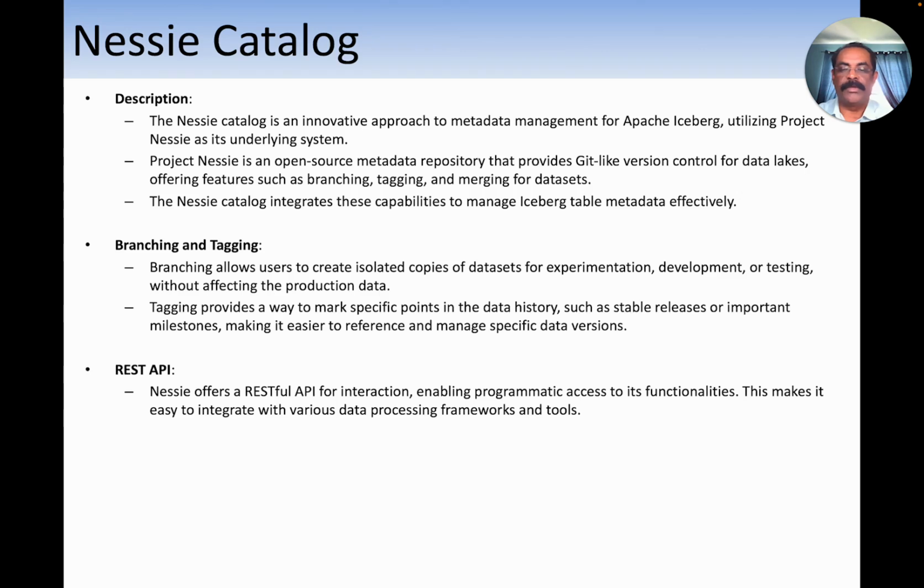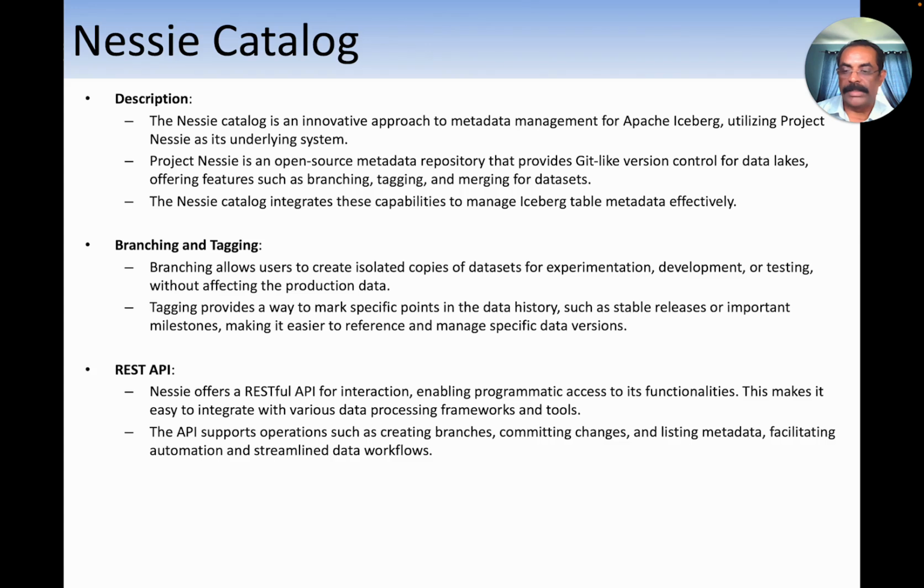which makes it easy to integrate with various data processing frameworks and tools. So I can use the Nessie catalog in Spark and any other engines, PySpark, using Nessie as a catalog. It's open source, and Nessie is managed by the Dremio guys. Through the API you can also do branching, list metadata, and use different features of Nessie. In an upcoming video I will upload more details about the Nessie catalog and how to implement branching.